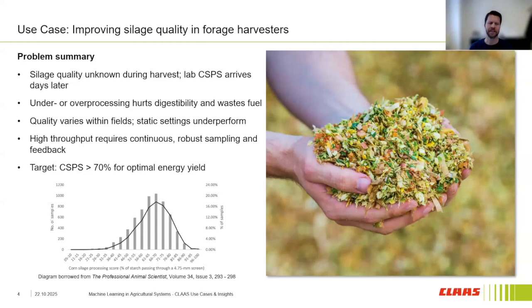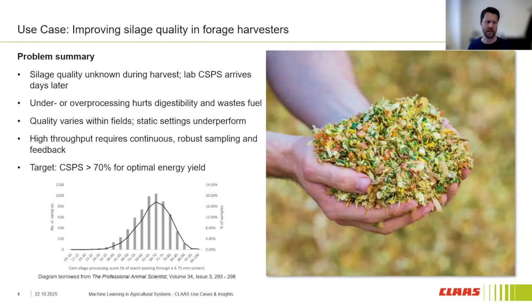The farmer typically either over or under processes using static settings. So you set the machine, you drive through the field. In some cases, you adjust it meanwhile or during operations, but you have a limited means of evaluating the result, and the output of that is either lowered digestibility, or you will waste fuel in over processing. The changes in the field also happen rapidly, which means that you need to monitor it continuously, real time, and have a robust way of doing that.